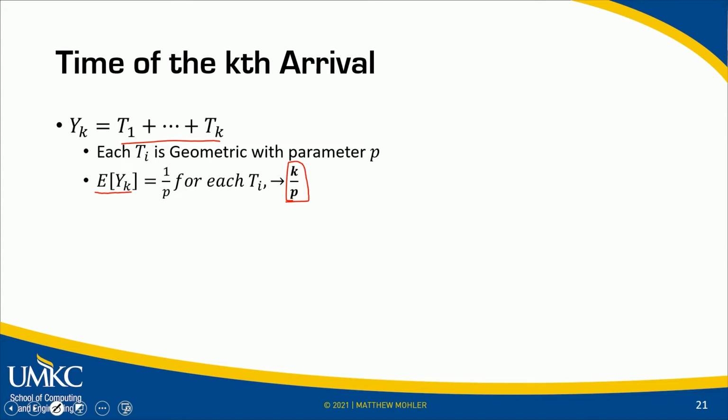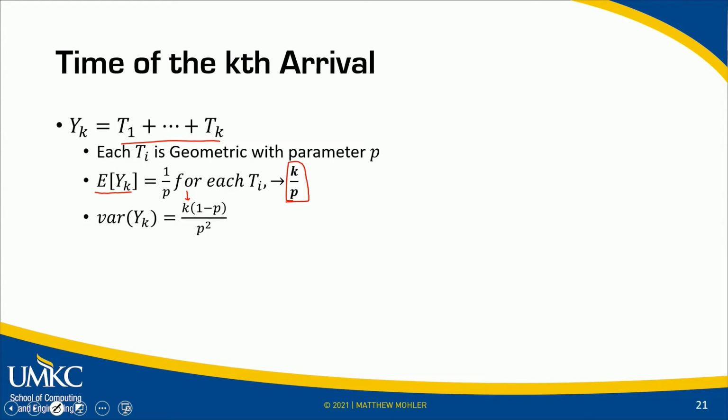Now the next thing that we might ask is, what's the variance associated with Y sub k? The variance of Y sub k is k times 1 minus p, divided by p squared. Again, the 1 minus p divided by p squared comes from the definition of variance for a geometric random variable, and we're multiplying by k because we are interested in Y sub k, which has k T sub i's added together.